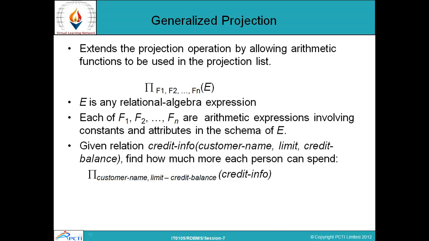So E is a relational algebra expression here, and there is the arithmetic function that we are applying on the column. Consider as an example the credit information relation with customer name, limit and credit balance, to find out how much more each person can spend. So consider this a select and projection operation applied here to extract the columns customer name, limit and credit balance over the table credit information.